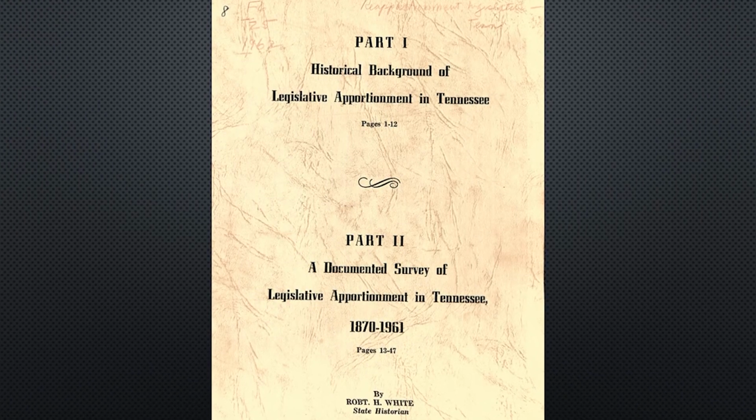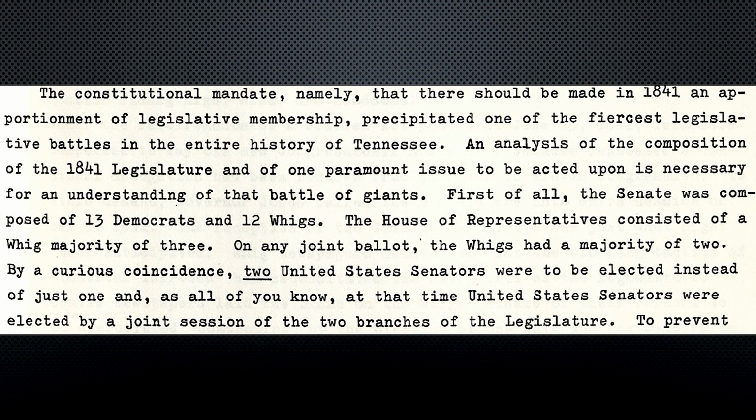The constitutional mandate, namely, that there should be made in 1841 an apportionment of legislative membership, precipitated one of the fiercest legislative battles in the entire history of Tennessee. An analysis of the composition of the 1841 legislature, and one paramount issue to be acted upon, is necessary for an understanding of that battle of giants. First of all, the Senate was composed of 13 Democrats and 12 Whigs. The House of Representatives consisted of a Whig majority of 3. On any joint ballot, the Whigs had a majority of 2.